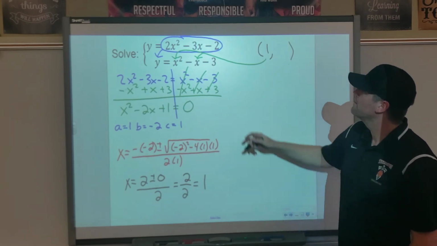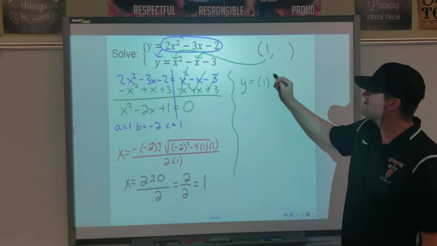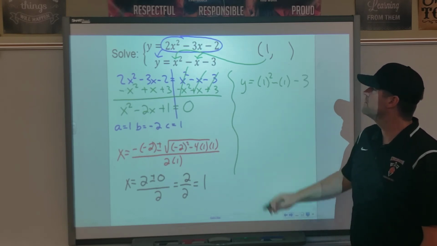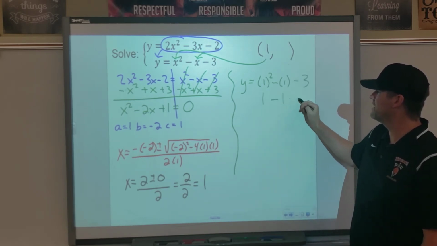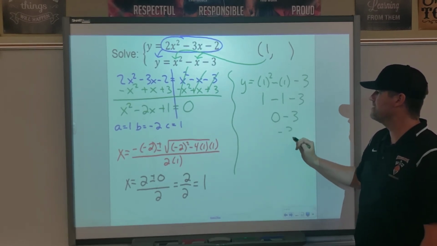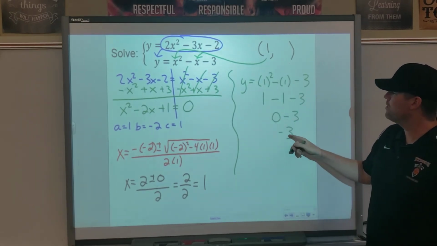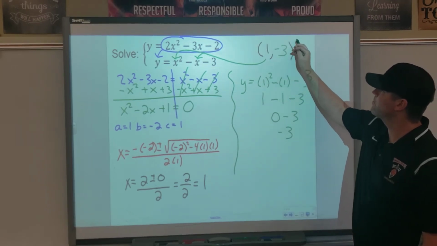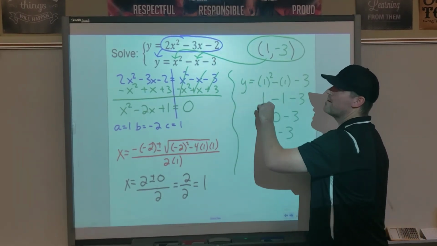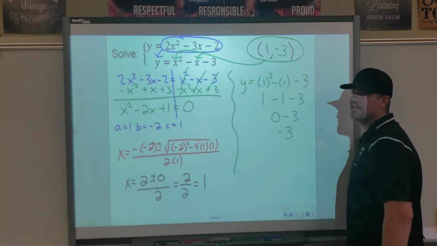But if I plug it into this one, I get y equals 1 squared minus 1 minus 3. So that's 1 minus 1 minus 3, which is 0 minus 3, which is negative 3. So by plugging 1 into this equation, we got that the y coordinate is negative 3. Again, big picture, that means that these two parabolas intersect one time, and it's at the ordered pair (1, -3).